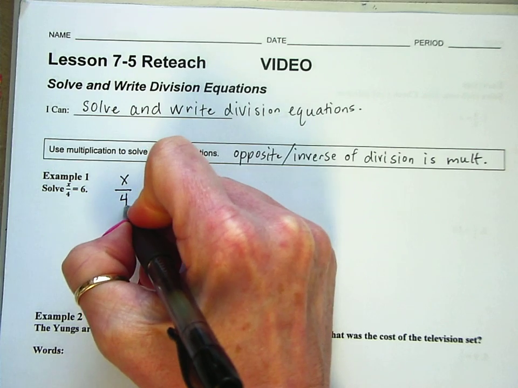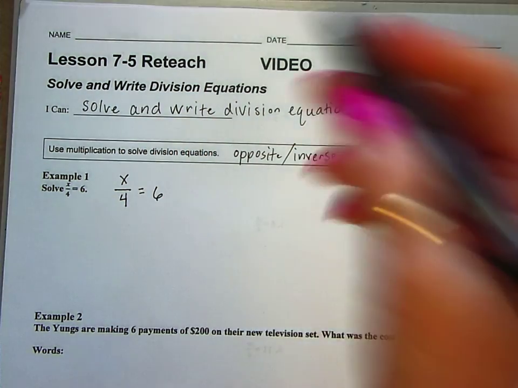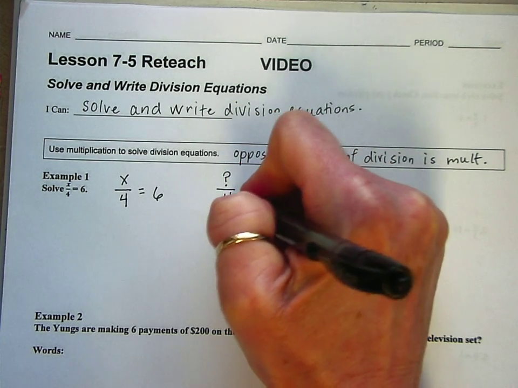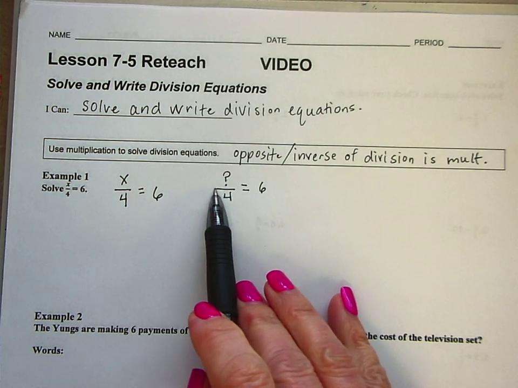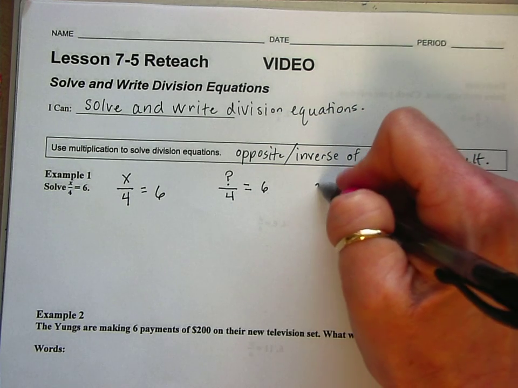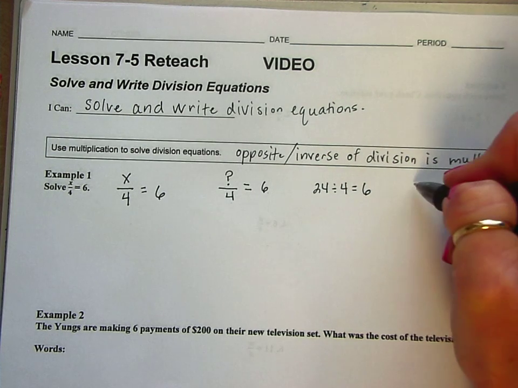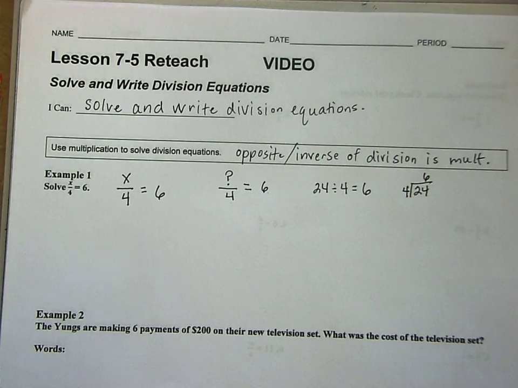X divided by 4 equals 6. They're saying what divided by 4 equals 6. Well, if you think about it, 24 divided by 4 equals 6. I'm wanting you to understand this conceptually.